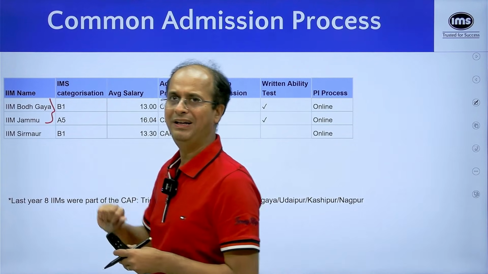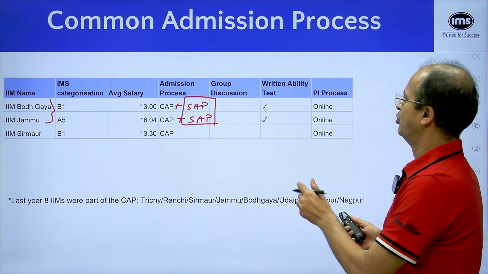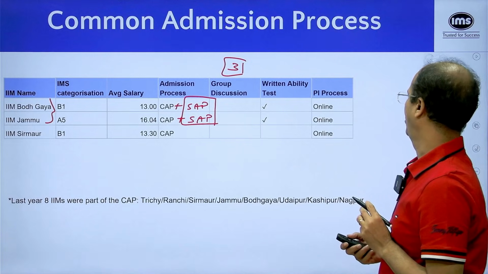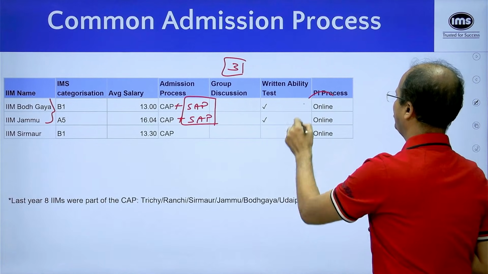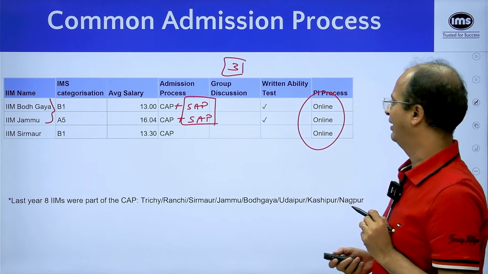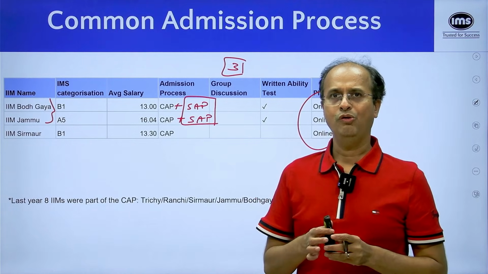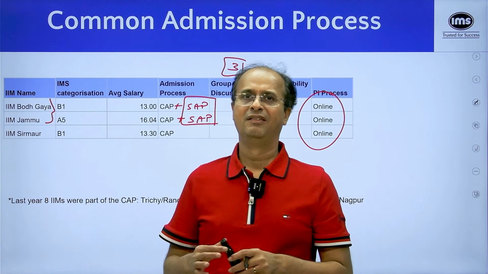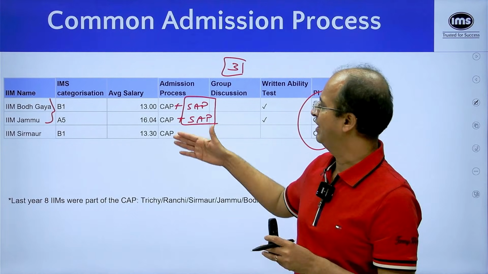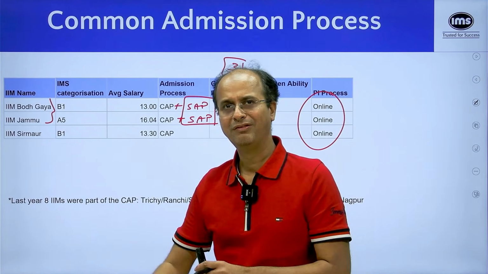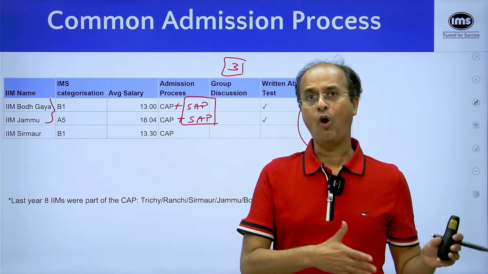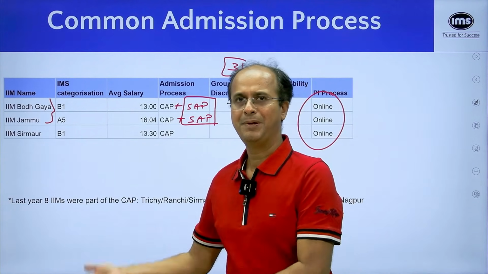Joining them would be Sirmaur, right? So these 3 are part of the common admission process. Again, the interview is online, right? So you will have to appear for many interviews this year. 4 institutes are part of the JAP round, 3 are part of the CAP round, and the others are all going to conduct individual PIs.